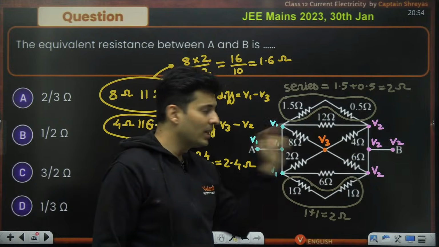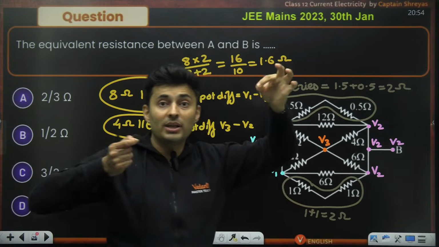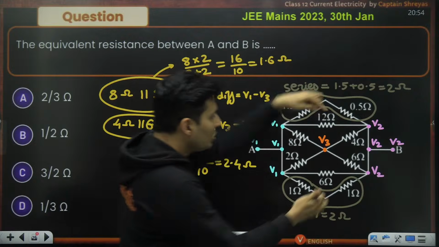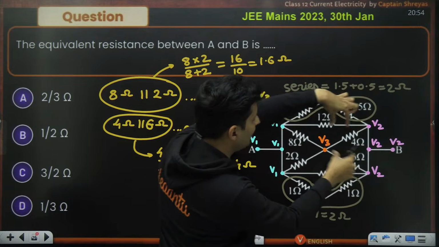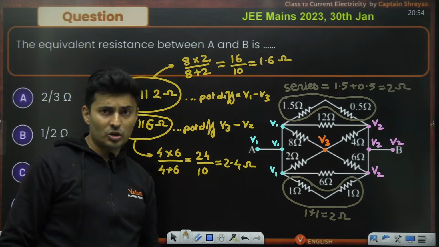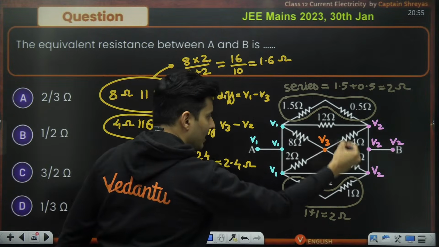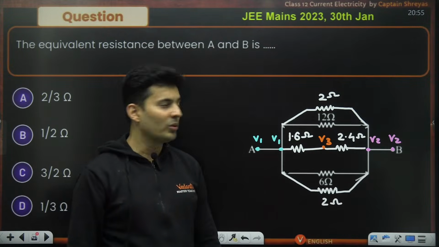Same thing for 4 and 6, V3 and V2. Same voltages means you can just combine these two ends together. So 4 and 6 will be in parallel. 8 and 2 was in parallel. So 4 and 6 in parallel is 2.4 ohms. So I replace these two and these two with 1.6 and 2.4 ohms.